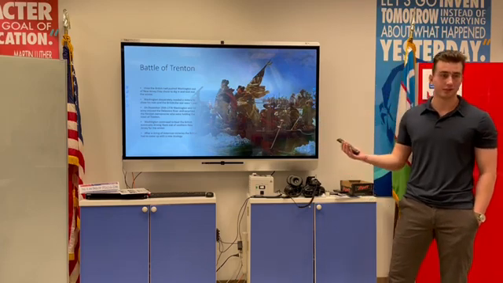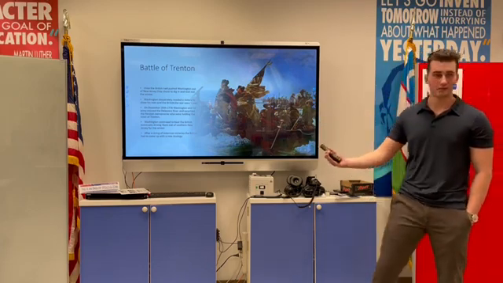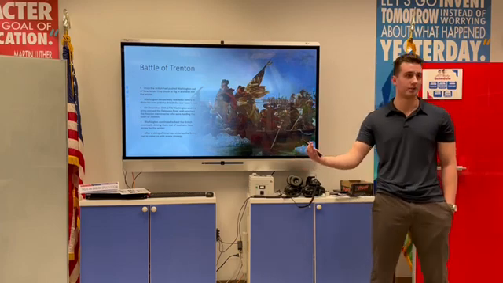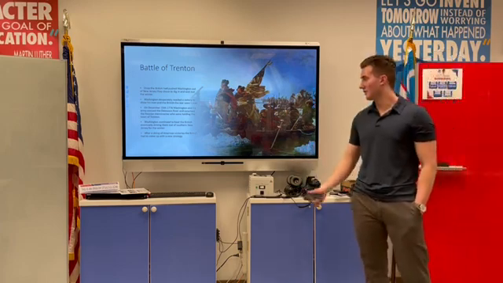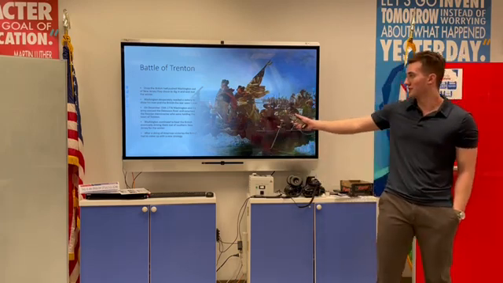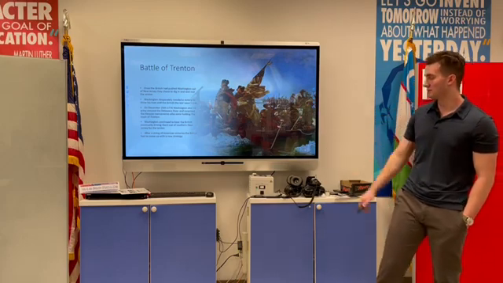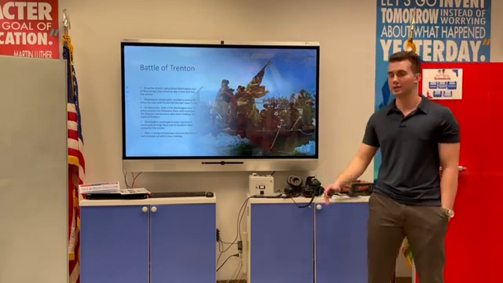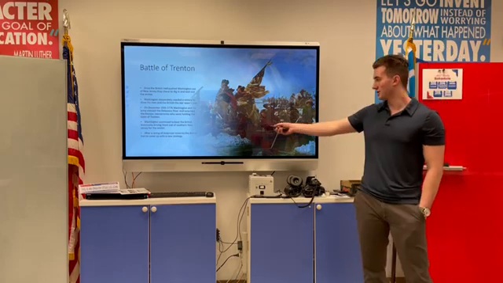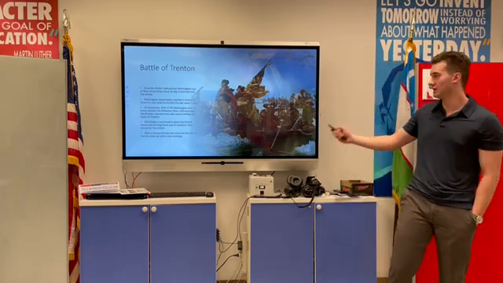So Hessian mercenaries, they're just German. The British hired them to fight for them. So that's what a mercenary is. The British hired these guys to fight for them. George Washington surprises them at Trenton, and they lose really bad. The Americans beat them really bad. And he eventually drives the British out of southern New Jersey.